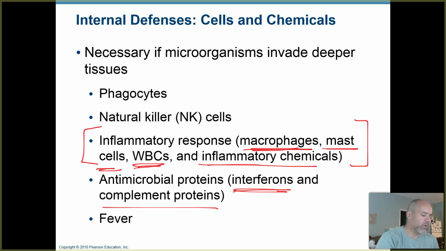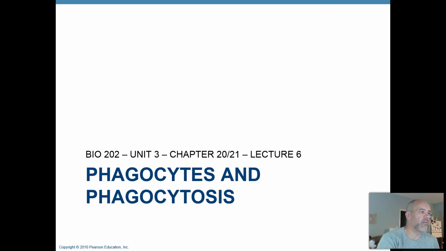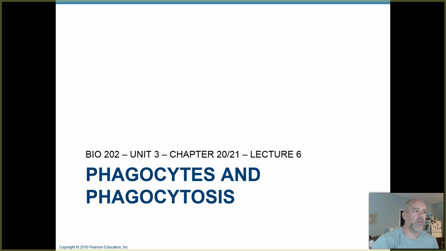And complement proteins, we're not going to go into those here in AMP. You will hear more about these antimicrobial proteins when you get to your microbiology class. And fever, as I mentioned, is also a process that helps us fight infections early on. All right, the next video lecture, we are going to talk a little bit more about these phagocytic cells and this process of phagocytosis in a little bit more detail than we did back in chapter 17 when we first introduced the blood.